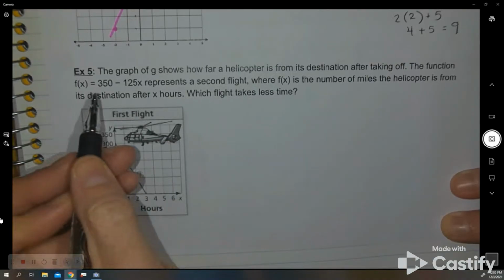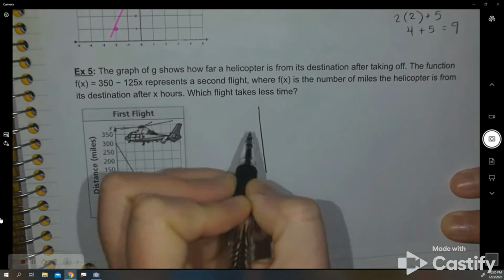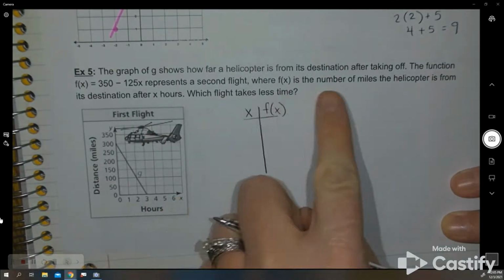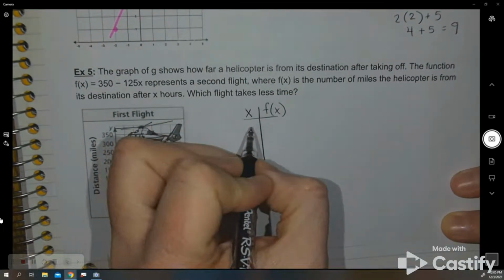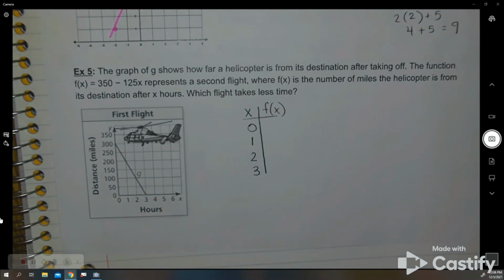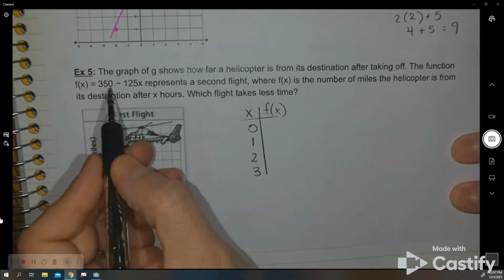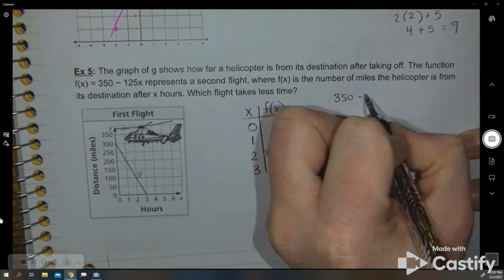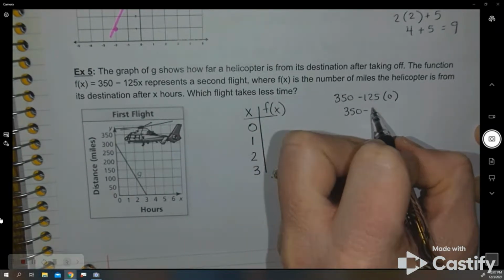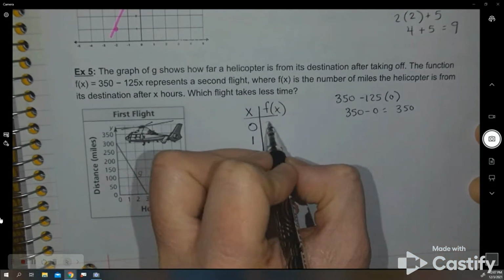So they give us our equation here, our function, so we can make a table just like we did in example 4. So we have x, we have f of x. I'm going to choose, since we're talking about miles, doesn't make sense to do negative numbers this time because all miles would have to be positive. So I'm just going to do 0, 1, 2, and 3. So just like we had in example 4, we have to make sure that we're plugging these numbers into our function here. So we have 350 minus 125 times 0. So 350 minus 0 is 350.